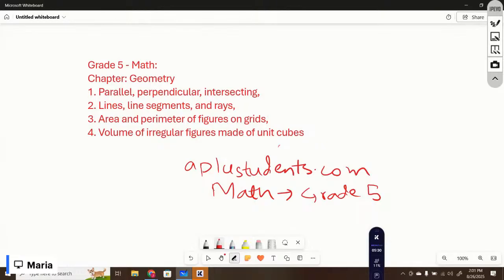The lessons we're going to cover today are parallel, perpendicular, and intersecting lines, lines, line segments, and rays, area and perimeter of figures on grid, volume of irregular figures made of unit cubes. So please make sure you have your notebook and pencil so that you can note down the important examples and definitions as well.